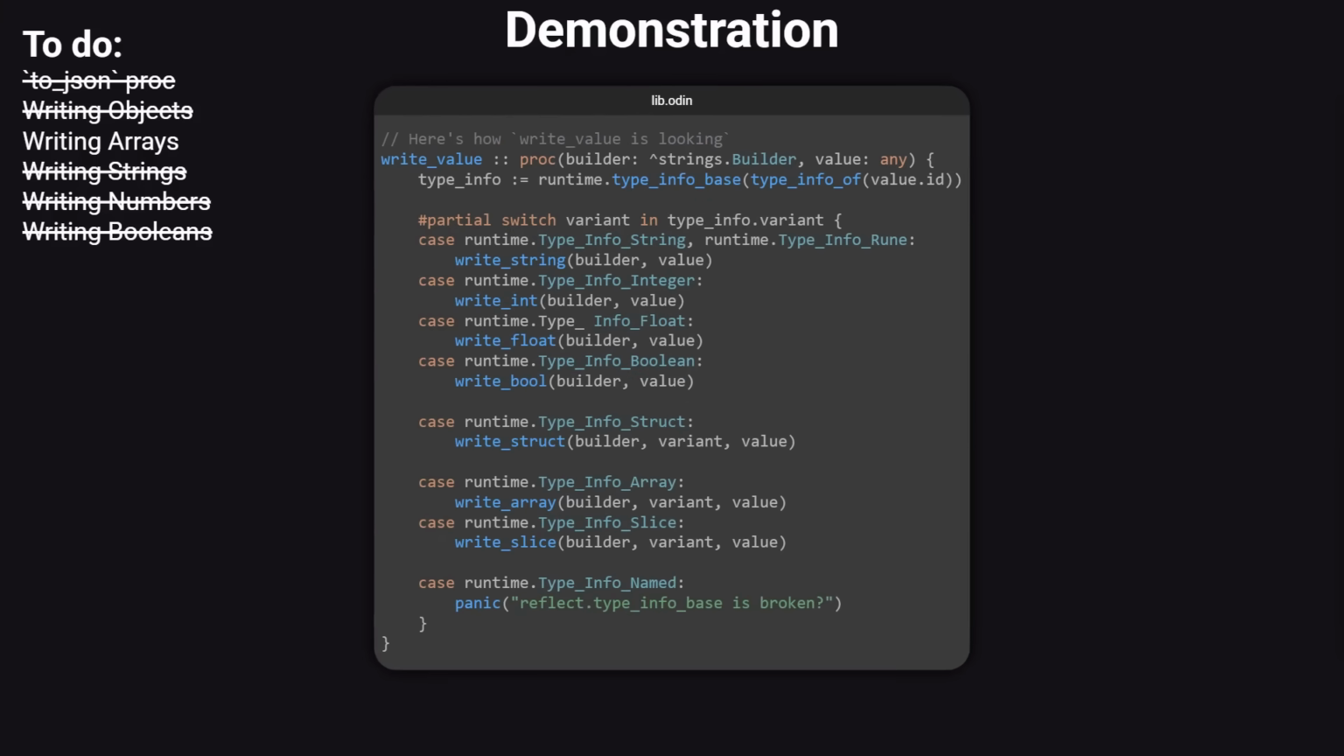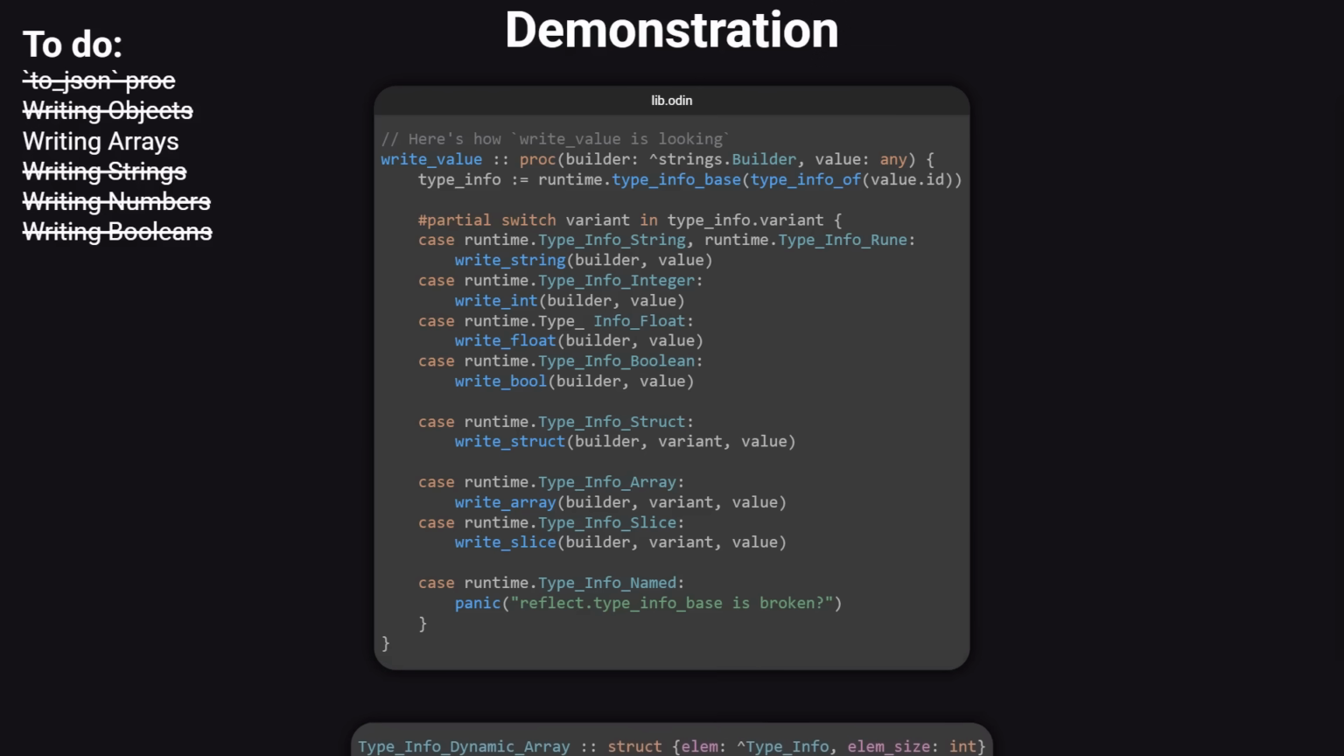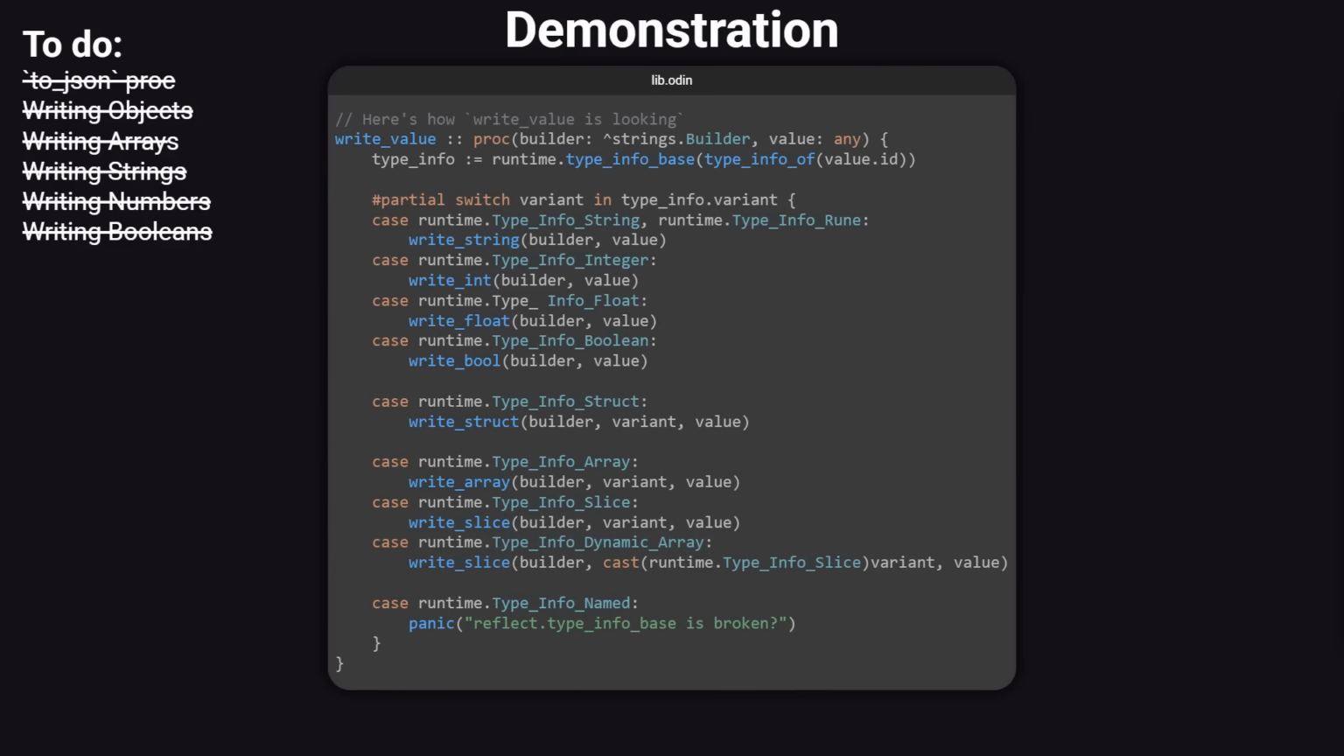Dynamic arrays are an interesting case. Their type info is identical to slices, and if you saw my last video, you'll know that you're able to pointer cast dynamic arrays to slices because of the guaranteed memory layout. Because we're already doing a pointer cast inside our write slice call, we can totally reuse that same call and cache the type info.